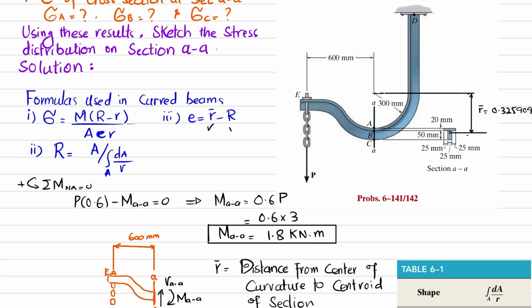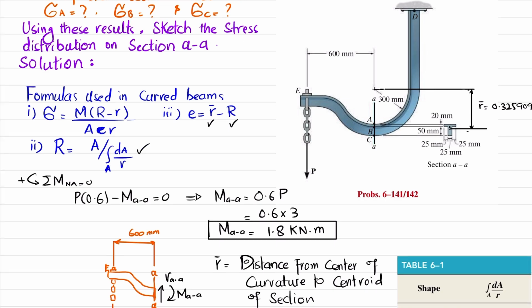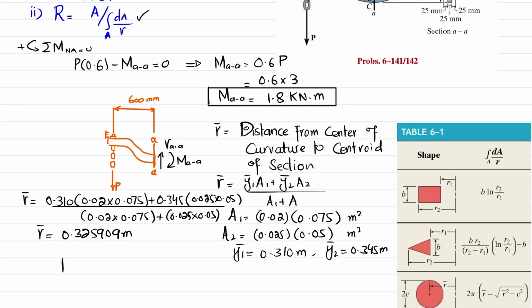Okay, so now we will find this R, and you can see you have this formula. So I will write it. R is equal to area divided by integral of dA over R over area A. And as we know that area, I will choose another color. Total area is equal to A1 plus A2. So A1 is 0.02 multiplied by 0.075 plus A2 is 0.025 multiplied by 0.05.